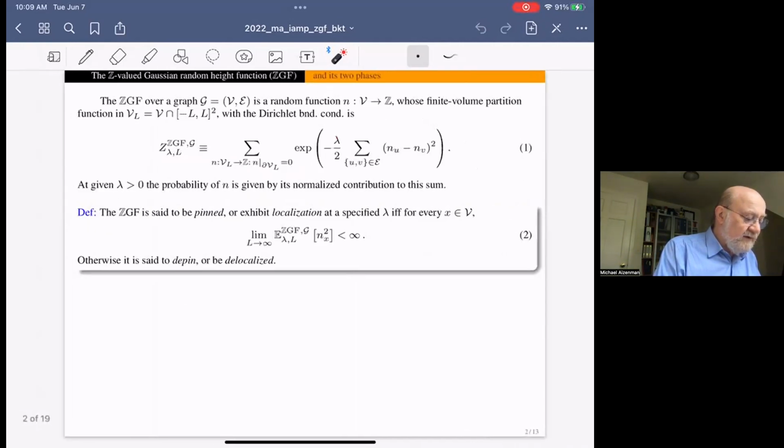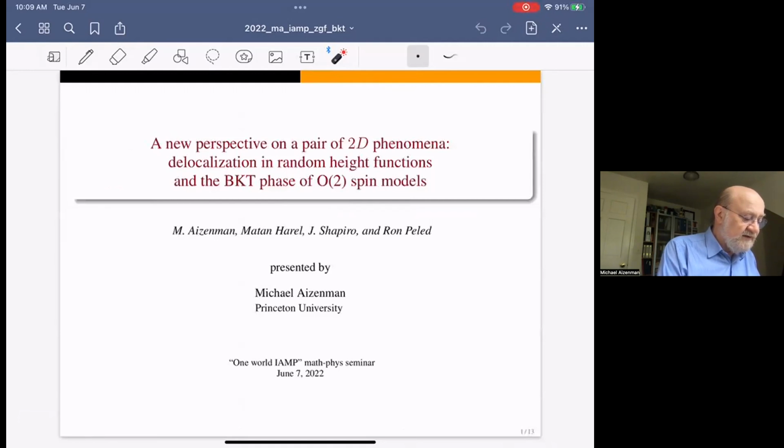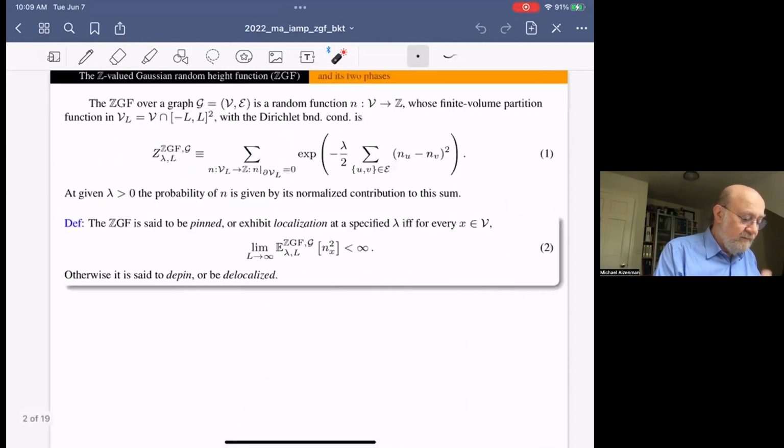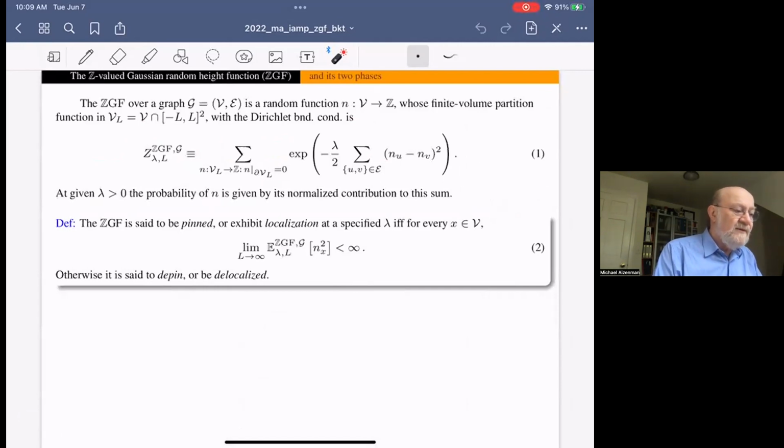So there are two themes, as the title suggests. One is delocalization in random height functions, and the other is the BKT phase of two-component spin models. And let me jump to the first one just to outline what this is about. So a simple example of an integer-valued random height function is what is referred to here as the ZGF. Z is a twist on GFF, which is the Gaussian free field. So ZGF is the integer-valued Gaussian field.